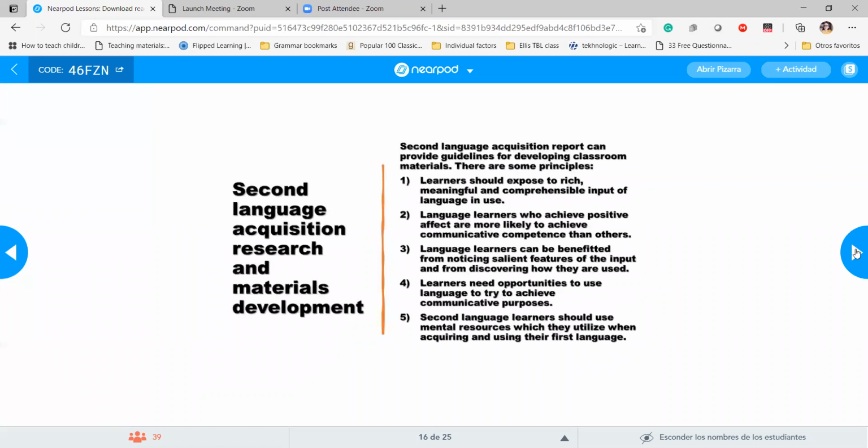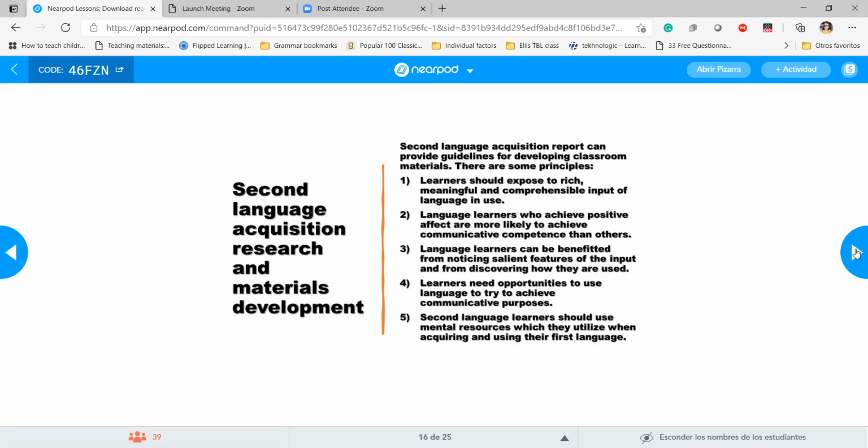And it says that we also have to unite second language acquisition, research, and materials development. SLA is the theories, all the research that has been done over the years. So it's very important that we take it into account. And Tomlinson makes out 5 principles that we must take into account when we create materials.